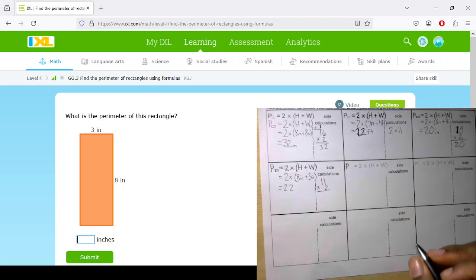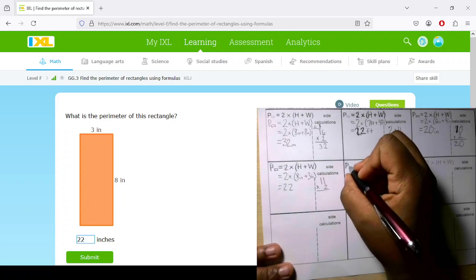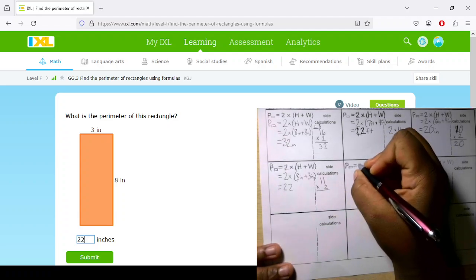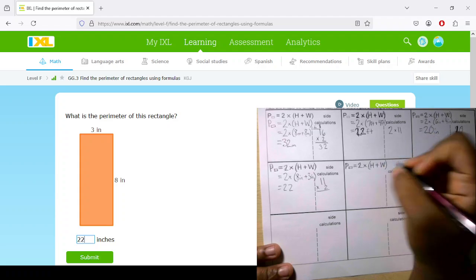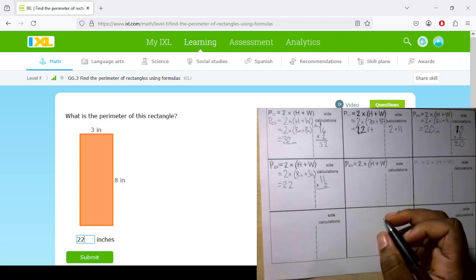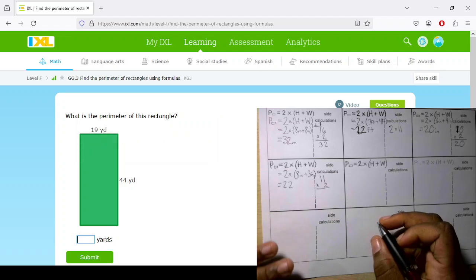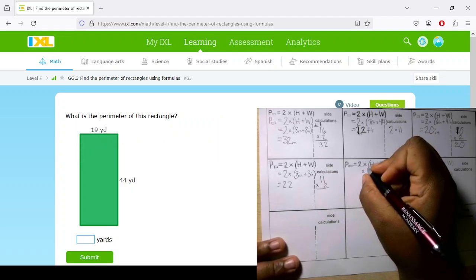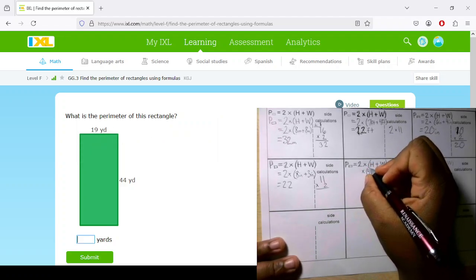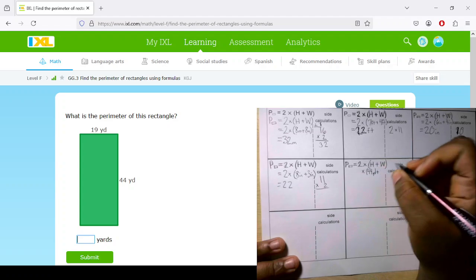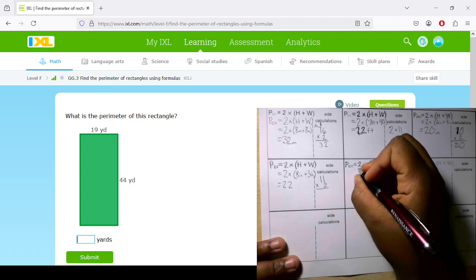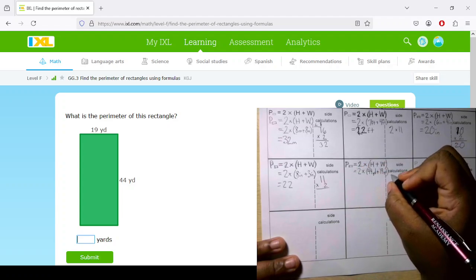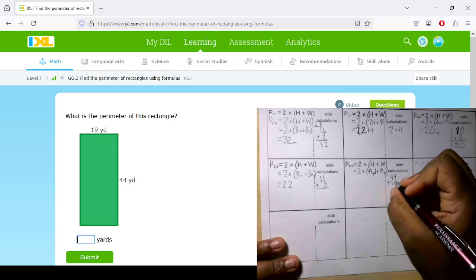The perimeter of a rectangle is calculated by adding up the height and width of every side. So I'm going to add up the height and the width and then double it. That's why I'll multiply by 2. Oh, I need to go on to the next question. That is 44 yards plus 19 yards. And I'm going to double that. 44 plus 19.